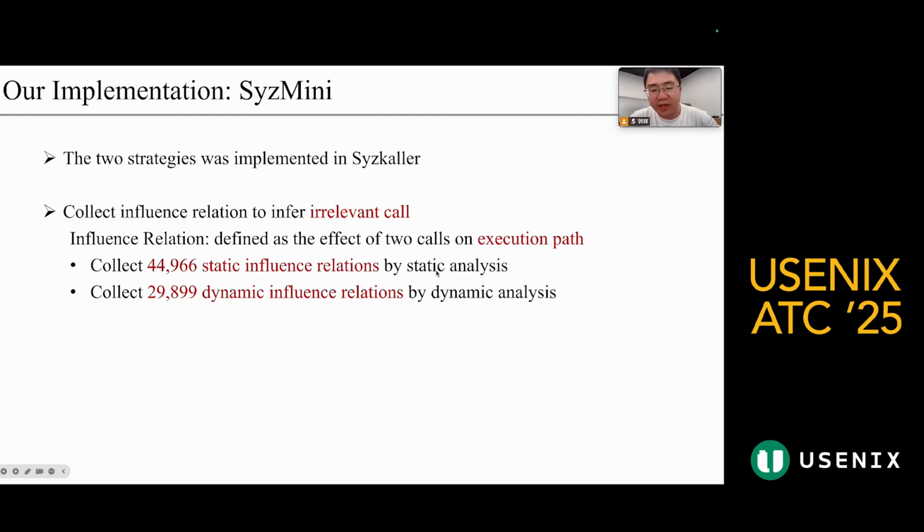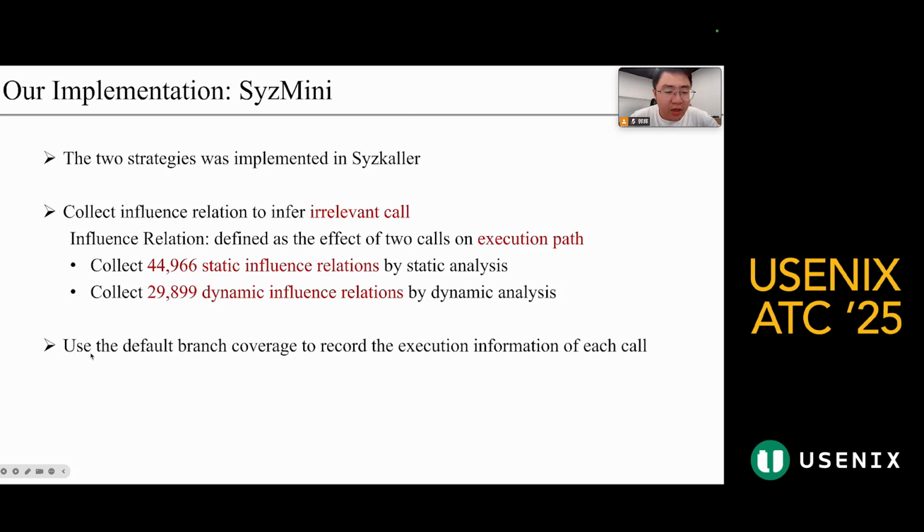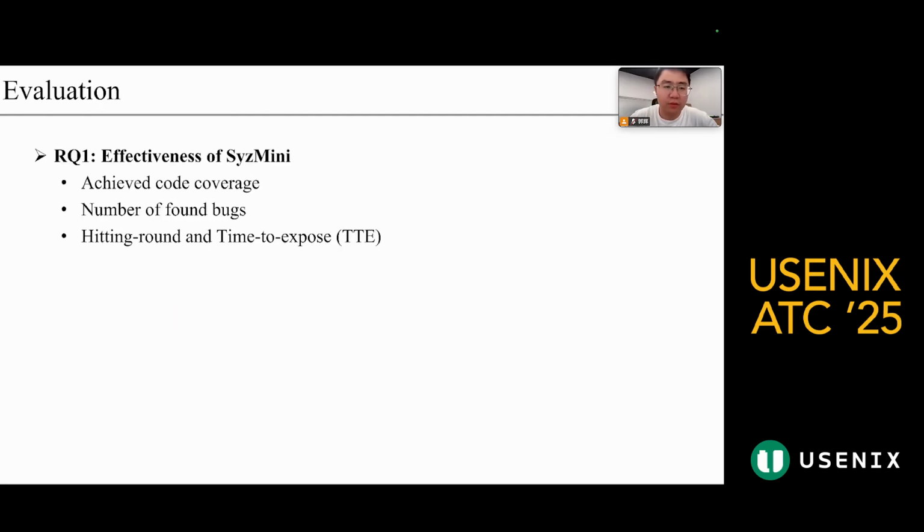We use static analysis to collect 14,400 and 966 static influence relations. We also use dynamic analysis to collect 29,000 and 899 influence relations. We use the default branch coverage to record the execution information of each call.